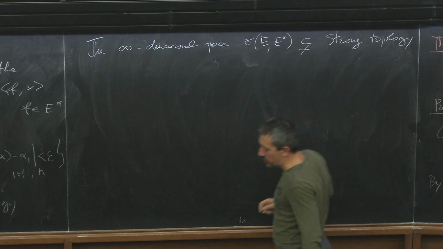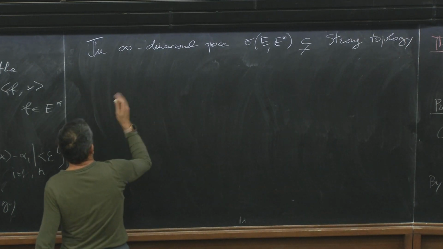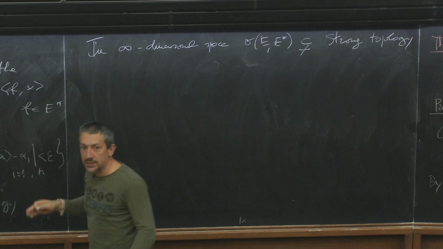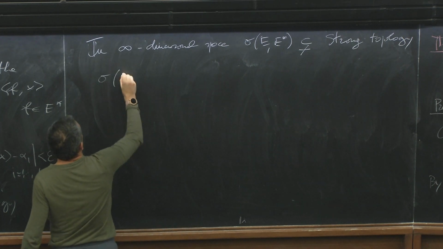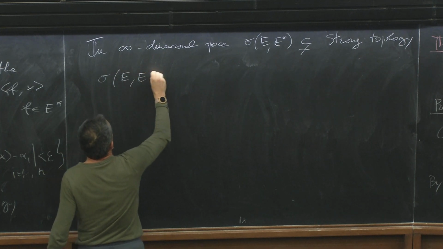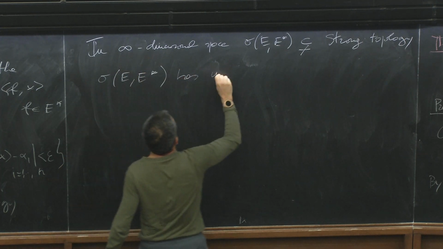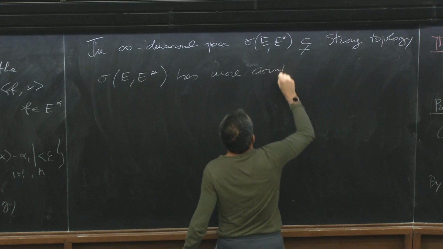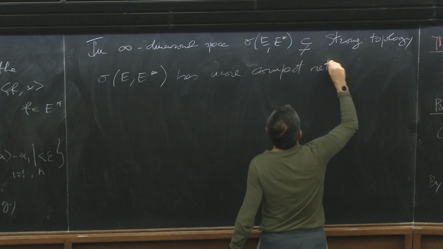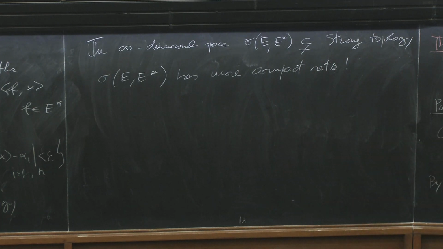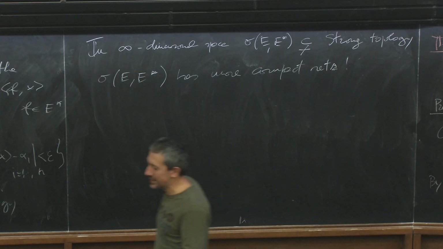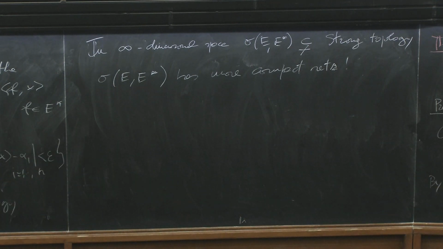So why do we need a weak topology? Because being a weak topology, it has more compact sets. And to have compact sets is very important because if we also know that it is metrizable, then we get converging subsequences.